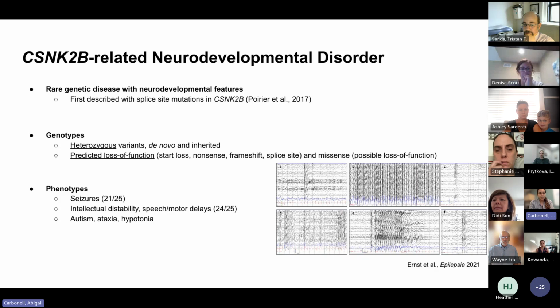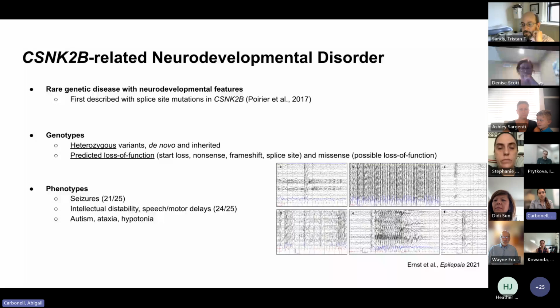And then the main phenotypes, as has been described already today, have been seizures, differences in learning and development, as well as some features that have been found in some families, like autism, ataxia, which is differences in motor balance and coordination, and hypotonia, which also causes differences in movement that can affect gait, walking, and daily function.